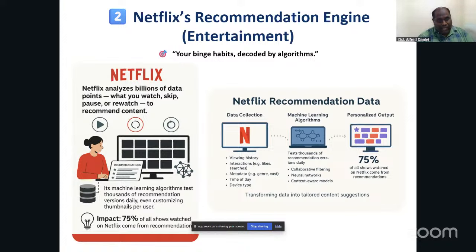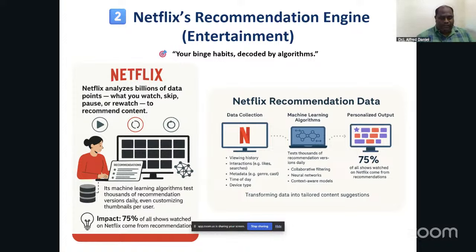These are the data which Netflix has on each individual, through which a machine learning algorithm is used to recommend our daily movies. It can even customize the thumbnail per user. This is a huge impact, where machine learning uses data science as a background, with data points such as what we watched, what we skipped, what we paused, and what we rewatch. These are some of the important data points Netflix has.